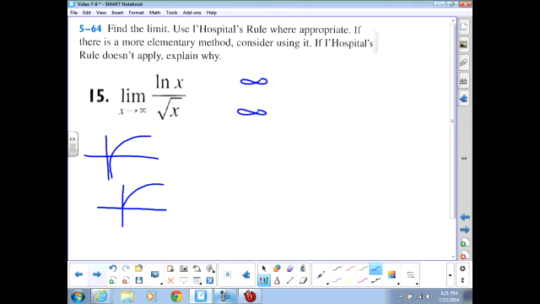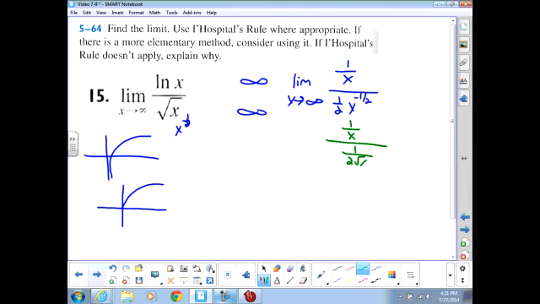We'll take the derivative of each individually, and we'll have the limit as x approaches infinity of 1 over x. Remember, we'll think of this as x to the 1/2. So in the denominator, we'll have 1/2 x to the negative 1/2. And we're going to neaten this up first before we go further. This is the same as saying 1 over x over 1 over 2 square root of x. Well, if we think of this with keep, change, flip, this is really 1 over x times 2 square root of x over 1.